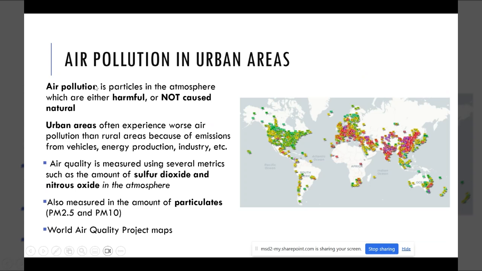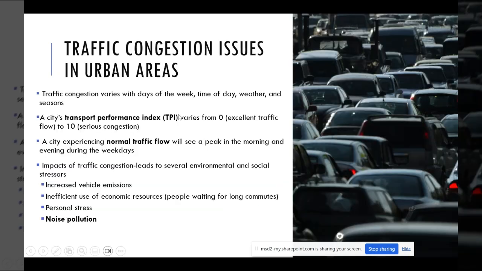Air pollution is another common issue caused by urban areas, typically sulfur dioxide, nitrous oxide, and small particulates, PM 2.5 typically. And you can see urban or world air quality maps on a lot of different websites as well. Traffic congestion is the last type of urban stress, other than crime and slum clearance, that we'll talk about. So usually there will be variations in traffic flow. Impacts of traffic congestion can lead to several issues, though. There's increased vehicle emissions, inefficient use of economic resources due to commute times, personal stress for people, and then noise pollution as well, loud cars.